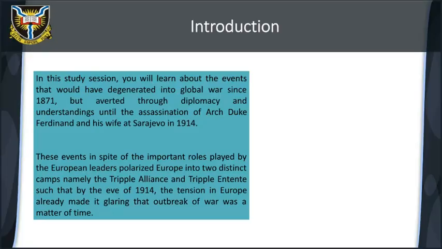Introduction. In this study section, you will learn about the events that would have degenerated into global war since 1871, but averted through diplomacy and understandings until the assassination of Archduke Ferdinand and his wife at Sarajevo in 1914. This event, in spite of the important roles played by the European leaders, polarized Europe into two distinct camps, namely the Triple Alliance and Triple Entente, such that by the eve of 1914, the tension in Europe already made it glaring that outbreak of war was a matter of time.